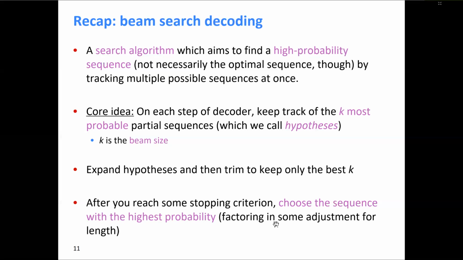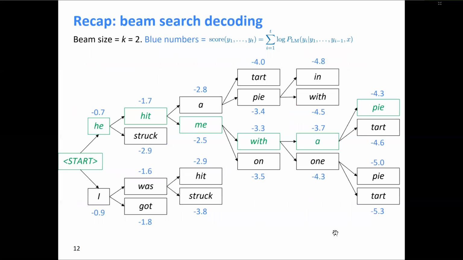And of course, you need to normalize, make some adjustment for the length, because the longer the sequence, usually the lower the probability. So without normalization, you will always favor the shorter sequences. So this is one example. If k equals 2, at each branch you just keep the 2 most probable words.